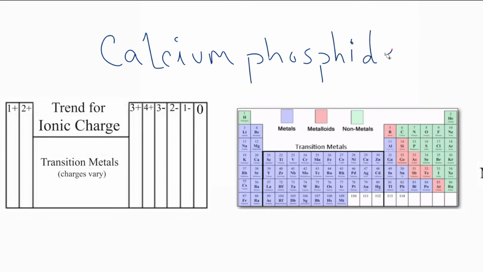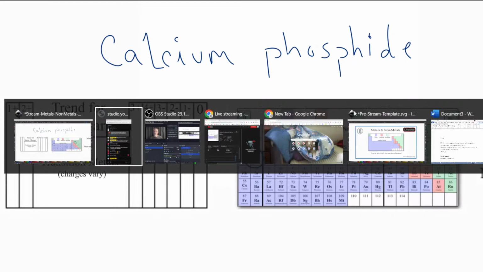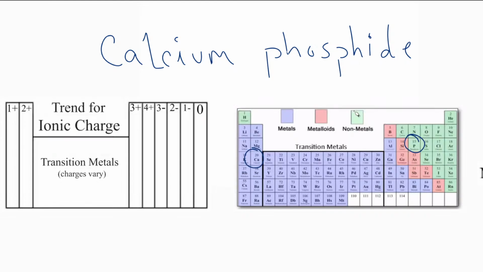So see if it's ionic or covalent, and then deal with the charge. Here's calcium right here, and here's phosphorus. I did a stream on this earlier. No one got this one right the first time. Oops. Now phosphide, we're here with the P.